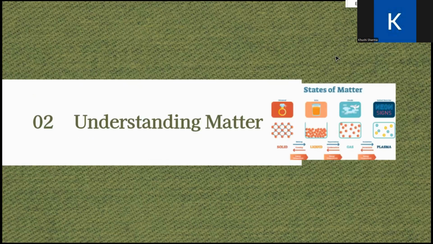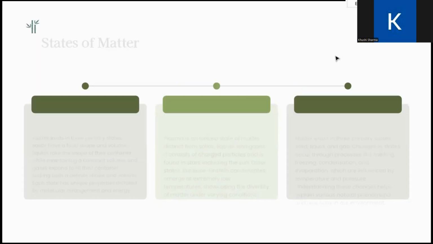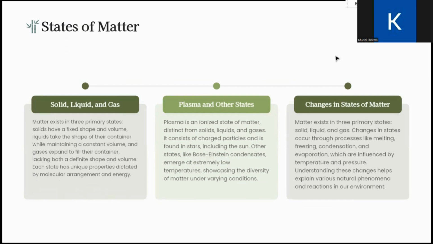Now, let's shift gears. What is matter? Anything that has mass and takes up space, that's matter. Solids, like ice cubes, are rigid with a fixed shape. Liquids, like water, flow and take the shape of their container. Gases, like air, fill any space, with no fixed shape.